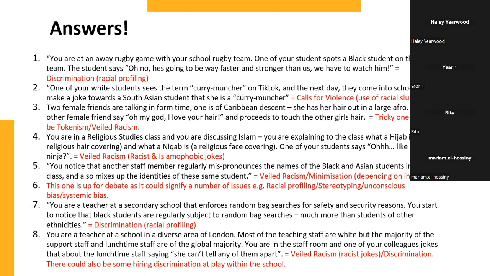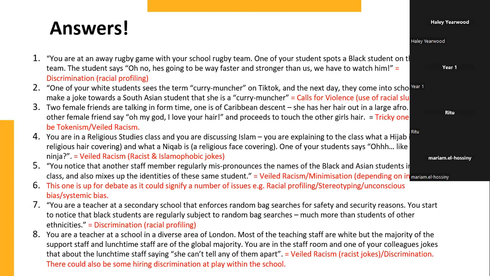Number five, noticing another staff member mispronouncing the names of Black and Asian students in their classes. Depending on their intent, it could be veiled racism or minimization. It can be quite tricky. I know it's hard to learn lots of students' names, but the best way to combat that is for the teacher to actually learn who their students are. One may be on the swim team, one may be more advanced at maths. So just get to know the students for who they are, not what they look like.